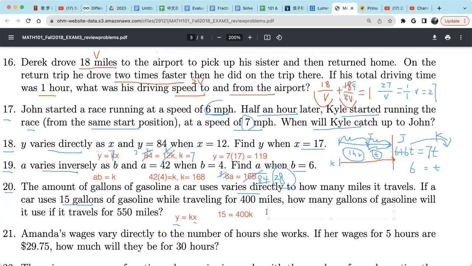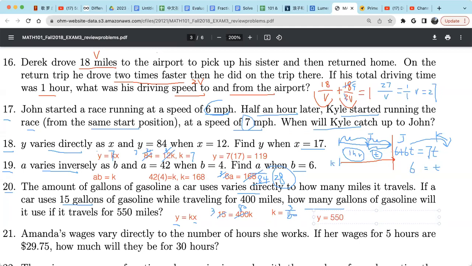So let's solve for k first. So we divide by 400 on both sides. Let's see what is k. Let's simplify first. Simplify with 5. So this I get 3. Divided by 5, this I get 80. So k equals 3 divided by 80. A fraction. Now the question is asking, how many gallons of gasoline will a car use if it travels 550 miles? So that means y equals 3/80 times 550.